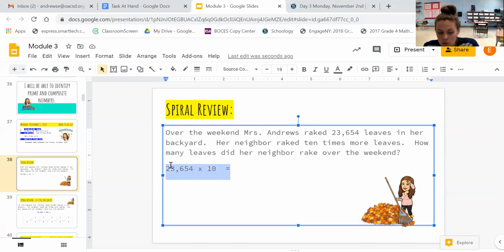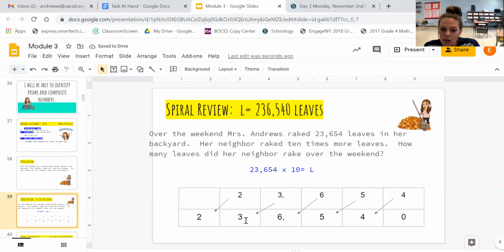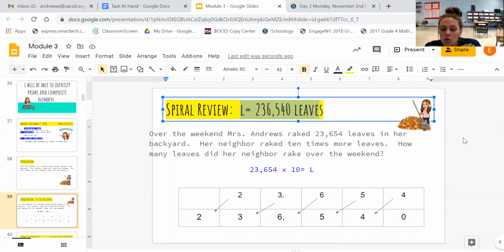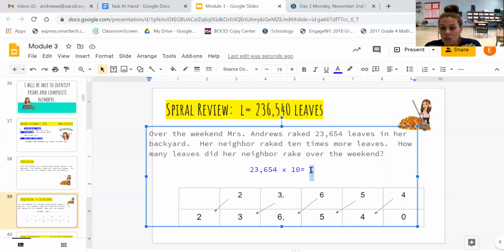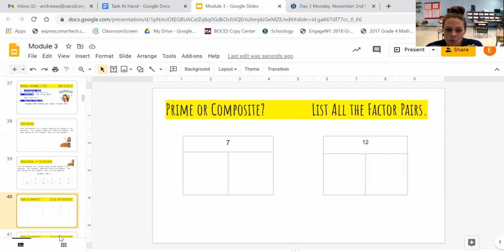So what I did to show my work was I showed a place value chart and how each and every digit moved one to the left, giving me a total of 236,540 leaves. For my variable, I chose L because we were solving for leaves. Okay? Nice job, guys. Let's keep moving.